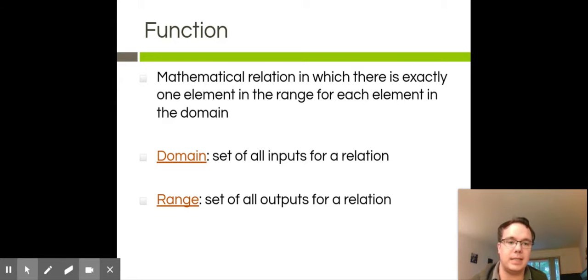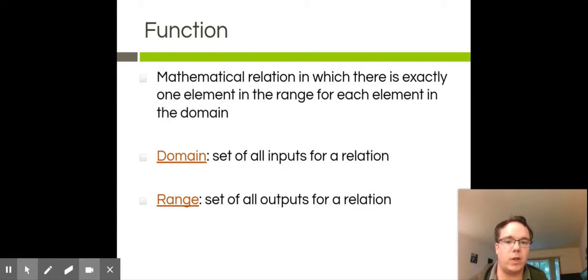So the domain is anything you input. For most of our functions we're going to use x, and a range is a set of all outputs, or y's, or f of x's, or g of x's, whatever you say. So domain is what's going in, range is what's going out. Remember, a function's like a machine. You put something in, you get something out. You put in something from the domain, you get out something from the range.